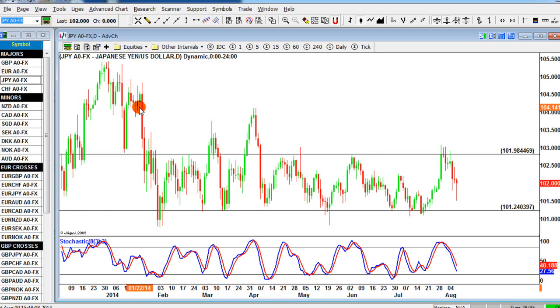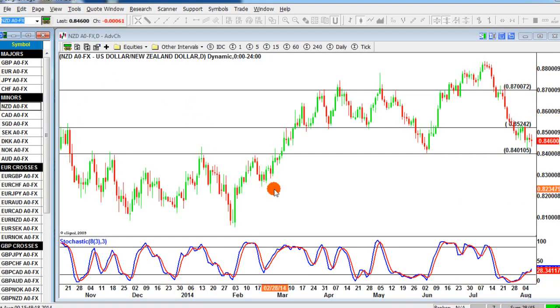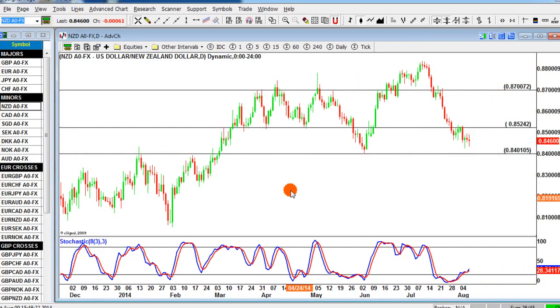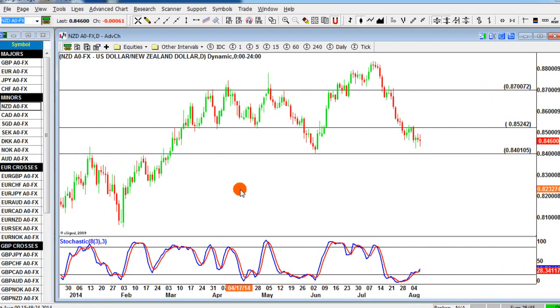You'll find them on the daily chart are the strongest, and the lower the time frame you go down, the weaker they become. So just bear that in mind as well. But you'll find them on all currency pairs, respecting at certain times, not respecting at others. The Kiwi, as you can see here, I've already marked my levels on.